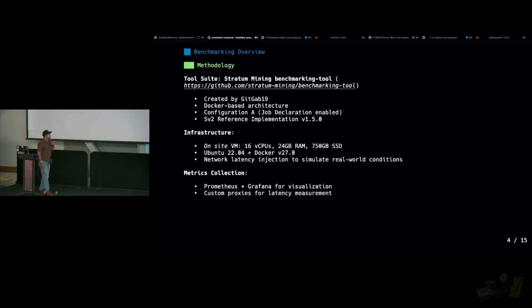And then I updated the benchmarking tool to the latest release of Stratum v2, which is 1.5.0. Just for anybody that's curious, I'll have a link to the full report on my GitHub at the end here.